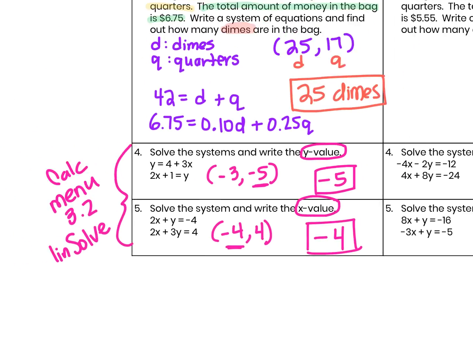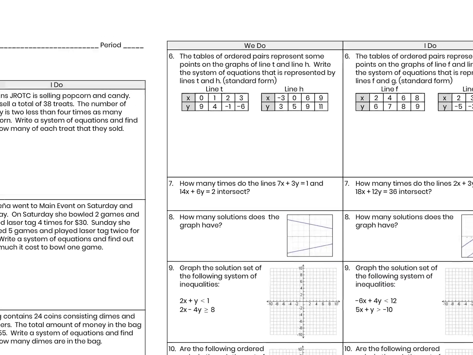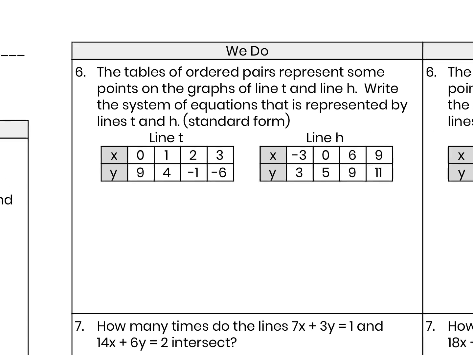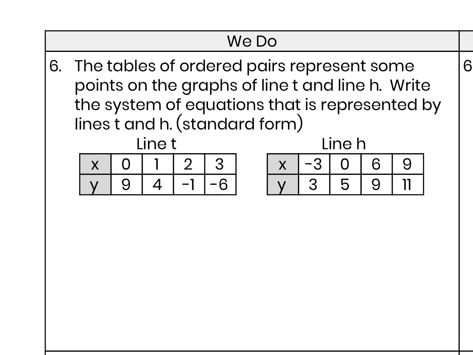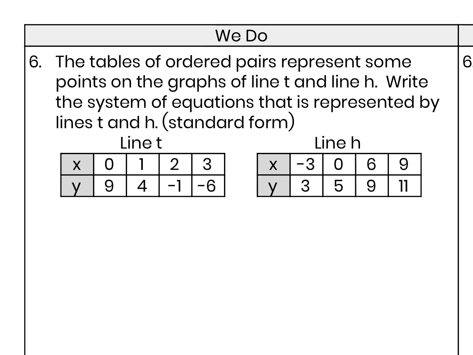Okay, now let's turn to the back of the page. Okay, this question is asking, the tables of ordered pairs represent some points on the graphs of line T and line H. Write the system of equations that is represented by lines T and H in standard form.